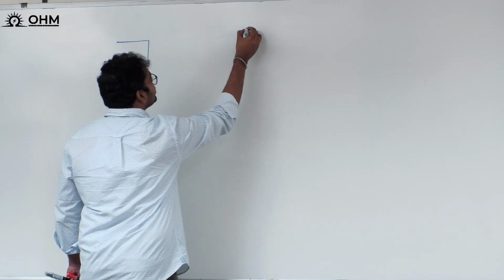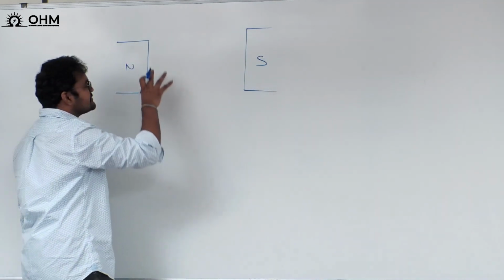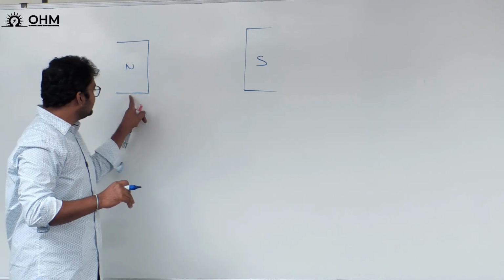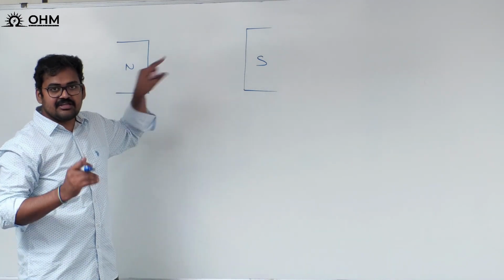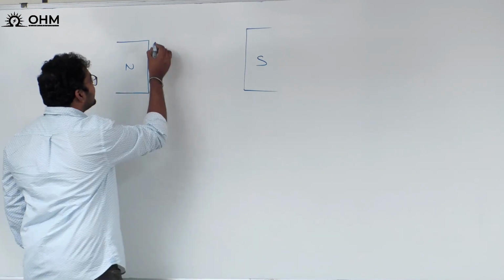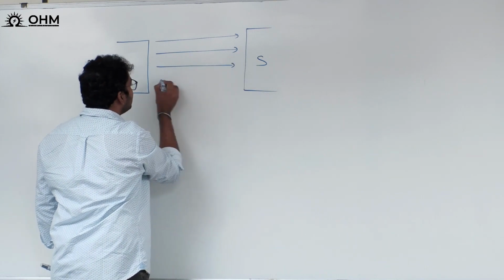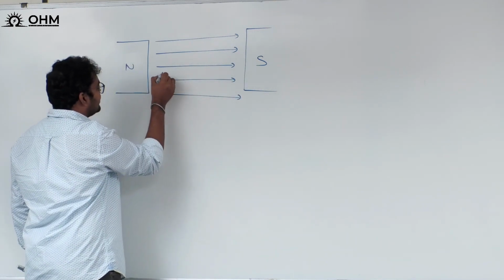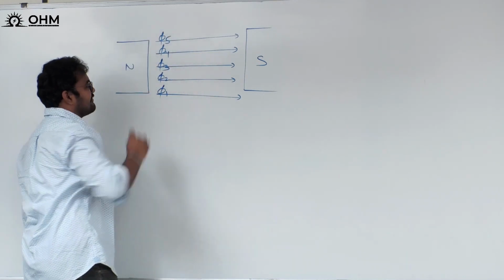Okay, there is a north pole here and a south pole here. Flux is always flowing from north pole to south pole. Assume that these two poles are excited using DC current, so a time invariant field will be available, and a number of flux lines will be available between these two poles. Let me mark the names for these flux lines: phi 1, phi 2, phi 3, phi 4 and phi 5.